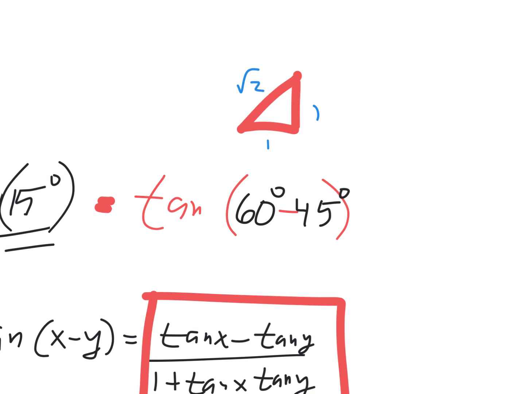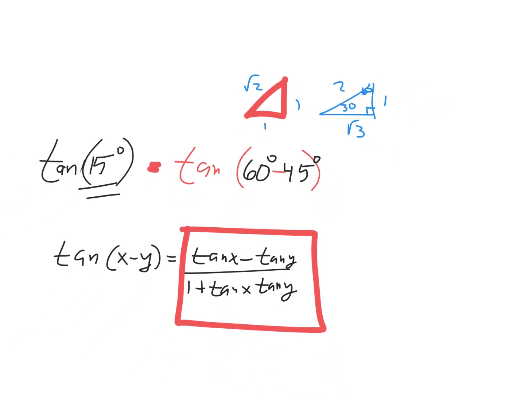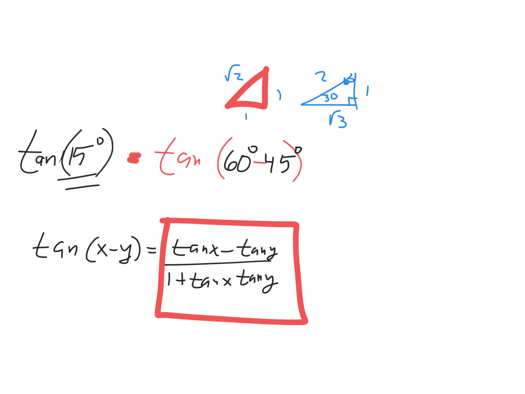1 over root 2. With those two little triangles, you should quickly be able to tell what tangent x, tangent y are, and you can fill this out and you'll be done. I'll pause for a second while you finish that.